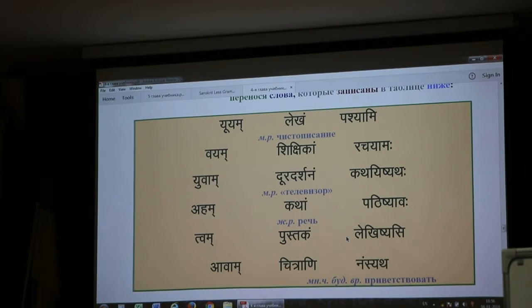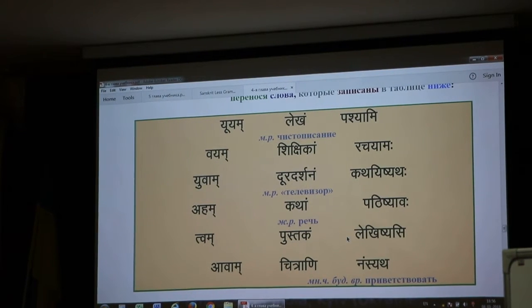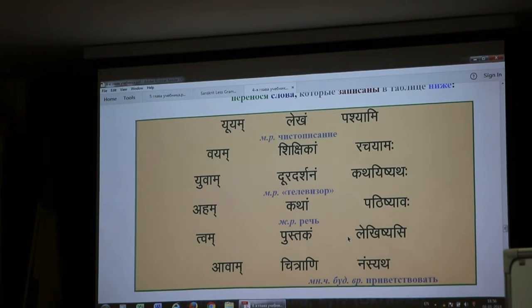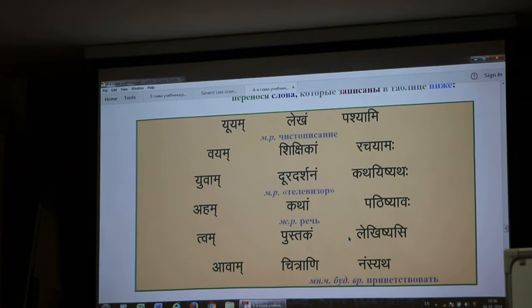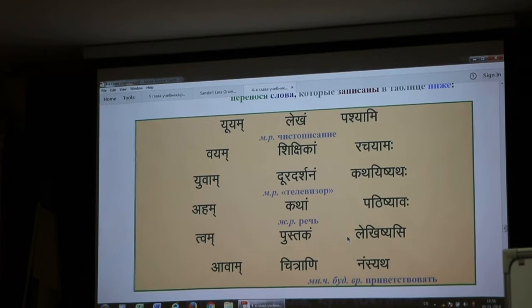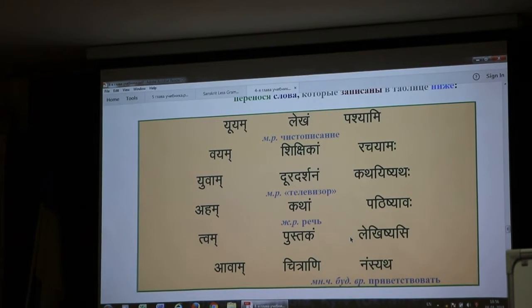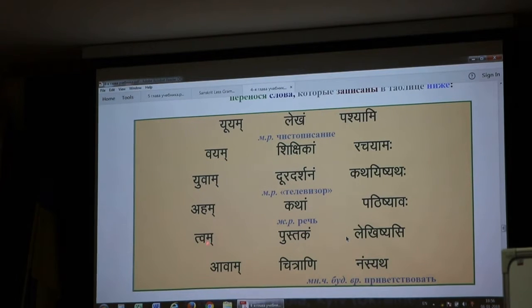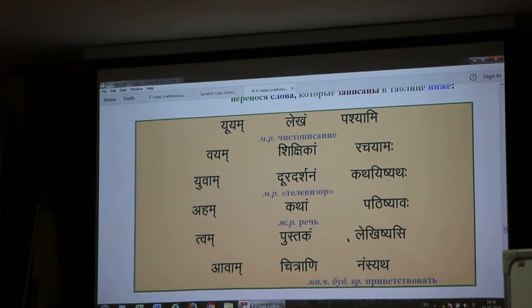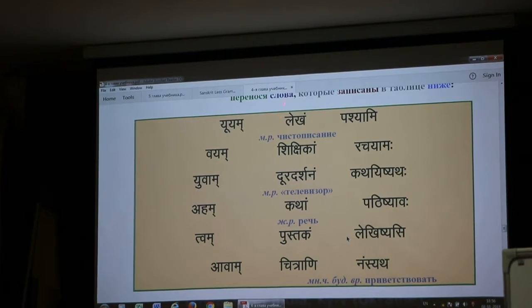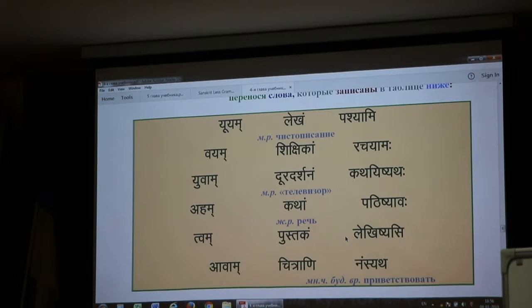Next one. Lekhishyasi. I had a difficulty. I did not know the translation. Lekhishyasi is to write. So what do you write? Lekham. A story, an article. Tvam lekham lekhishyasi.